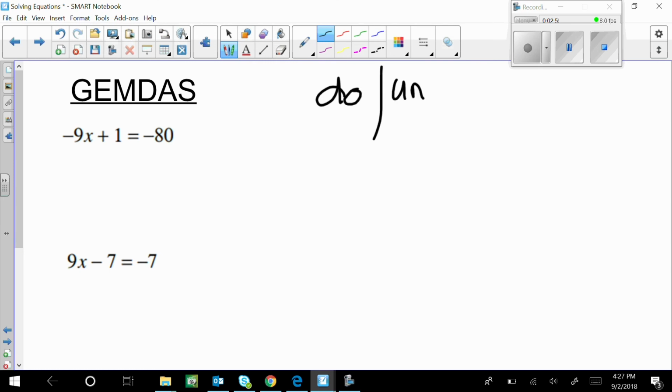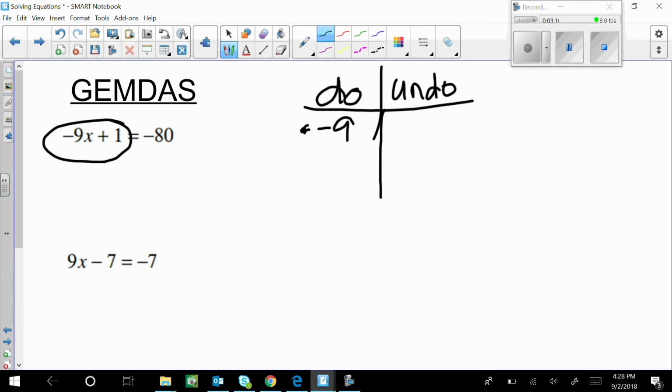undo. I'm looking through. I am only looking on this side, the side that has the variable. Is there any grouping symbols? No. Is there any exponents? No. Is there multiplication? Yes. What's being multiplied? -9. Is there any adding? Yes.